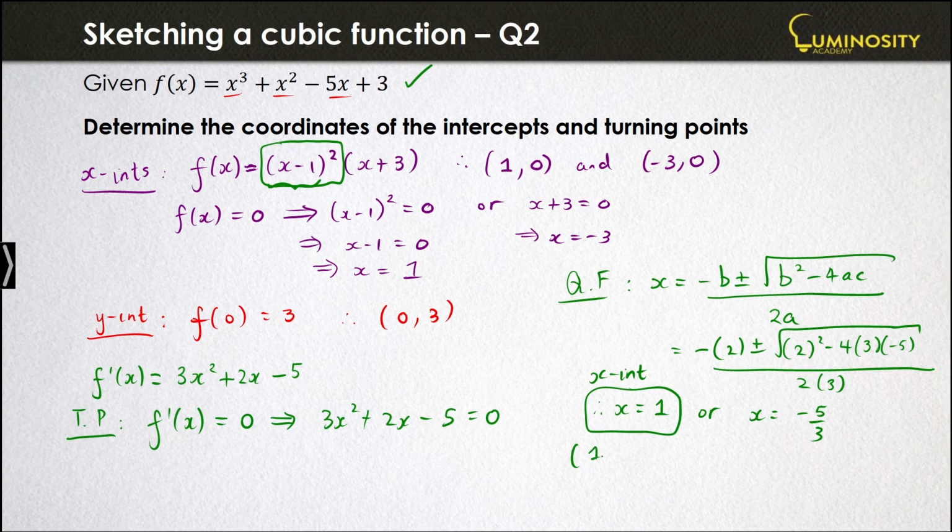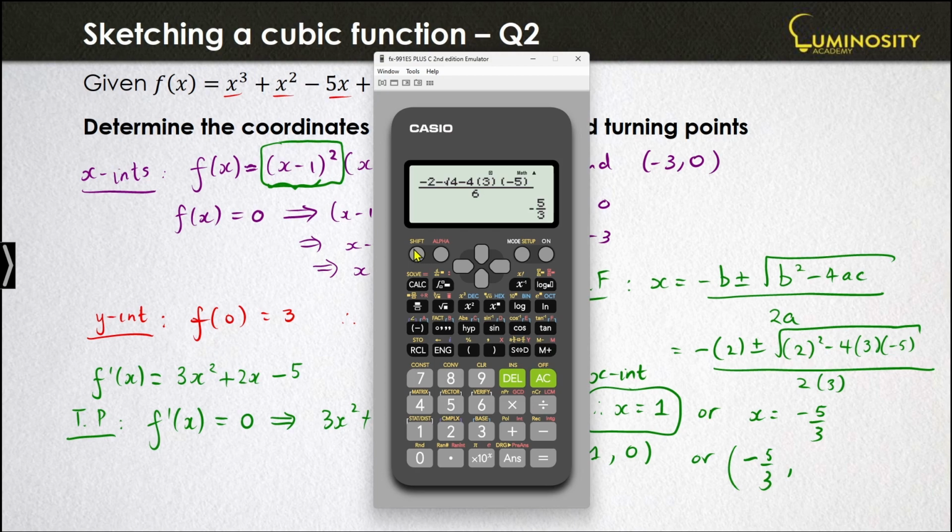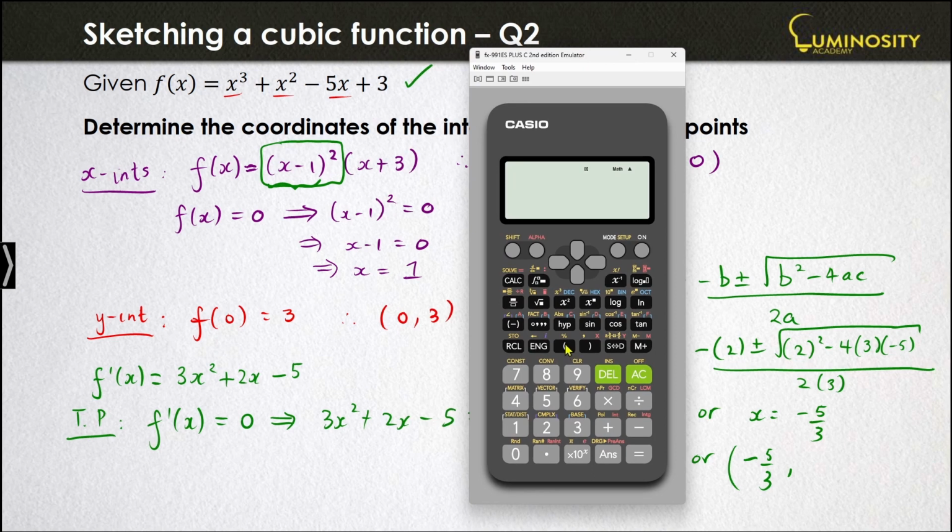Okay, so at 1, that gives you f of 1 is 0. Okay, it's an x-intercept. Or at negative 5 over 3, we need the y value. Okay, so I'm going to shift store that value into A, so that I can put it into the original expression here: alpha A cubed plus alpha A squared minus 5 times alpha A plus 3. Notice if you put it in this one here, (x minus 1) all squared times (x plus 3), you will get the same answer as well. Both these forms are equivalent. They're just different structures, but they are equivalent.